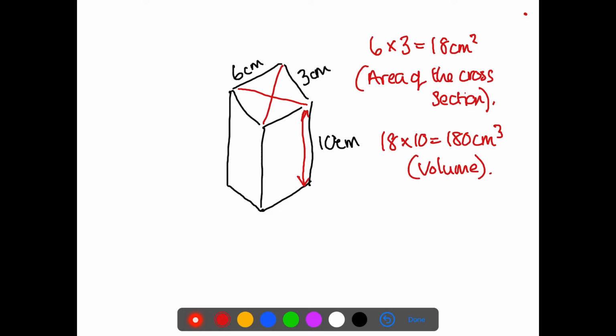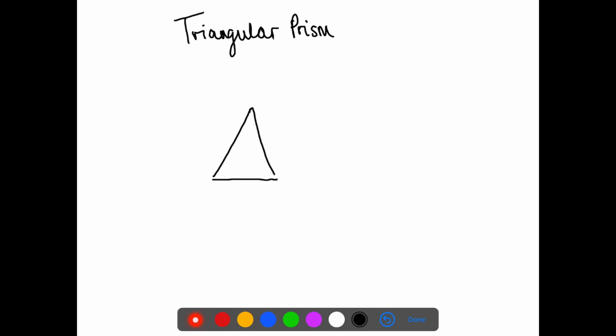Okay. Alright, so now we're going to move on to something a little bit harder. And we are going to look at the volume of a triangular prism. So a triangular prism now. If you can imagine like a Toblerone, that's what a triangular prism is. I'm going to attempt to draw one. And if you're taking notes, I would suggest you do the same thing.